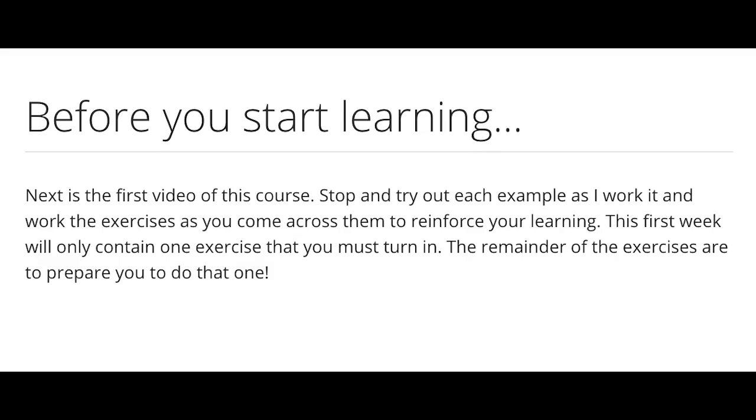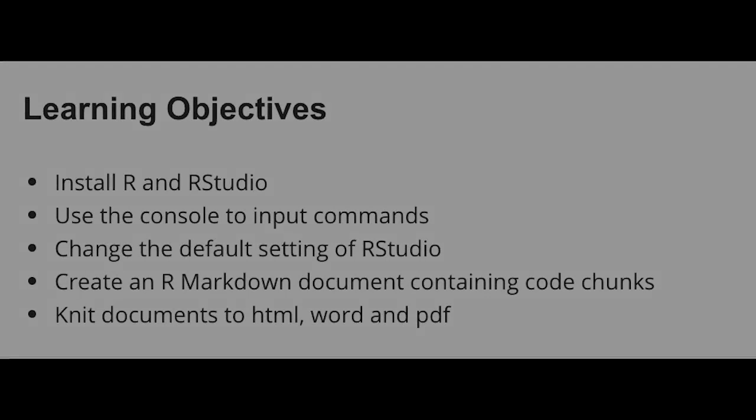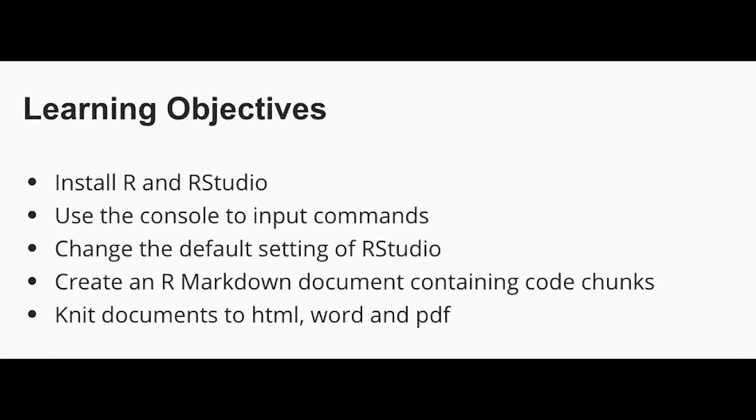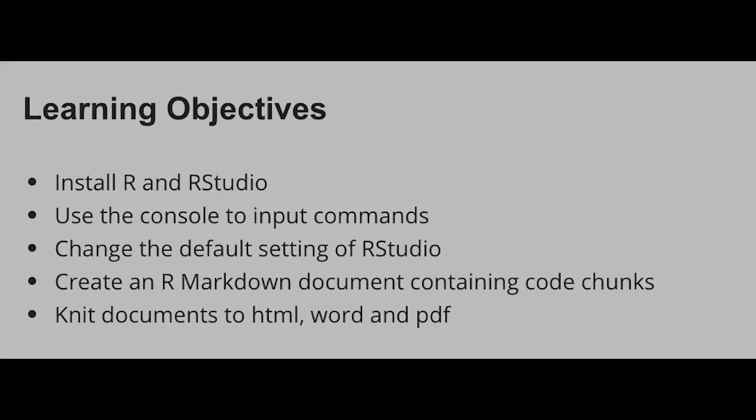In this first module, we are going to be installing R in RStudio, using the console to input commands, seeing how that works. We'll change the default settings of RStudio, and then we're going to work on creating an R Markdown document. So we'll talk about what that is and how that works, and then we'll do a thing called knitting the documents to produce either an HTML or a Word document or a PDF from that. So that's what you should expect to accomplish in this first module.